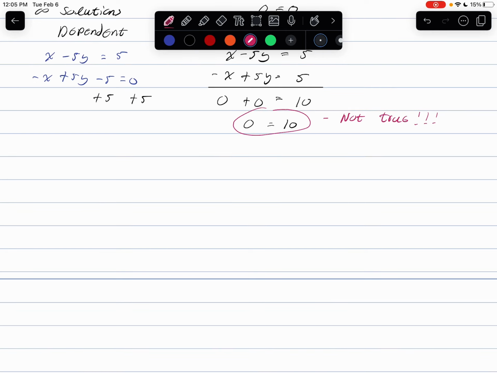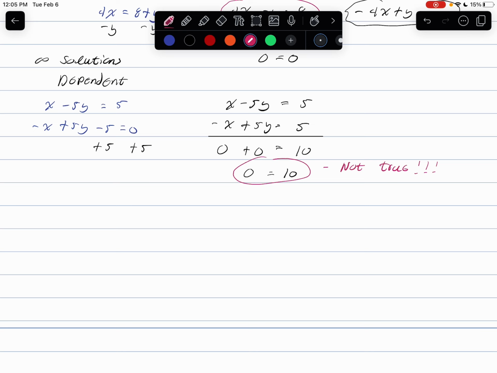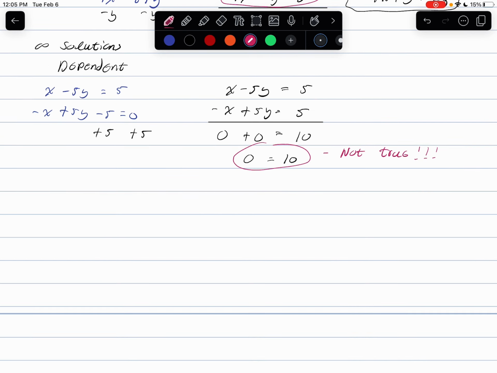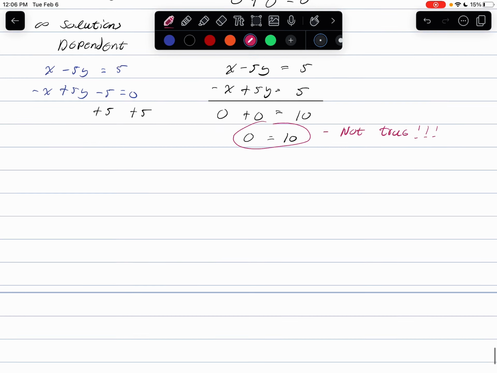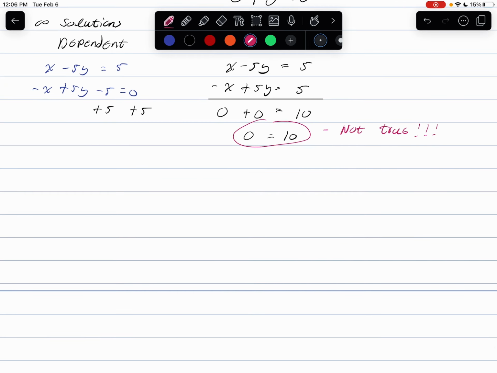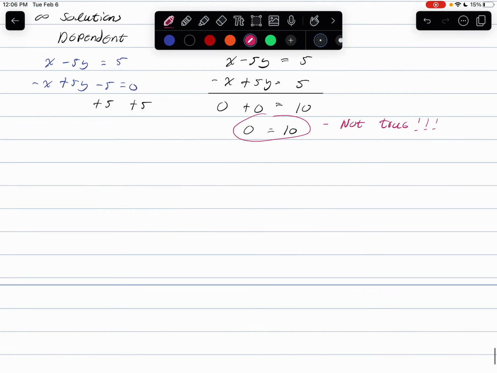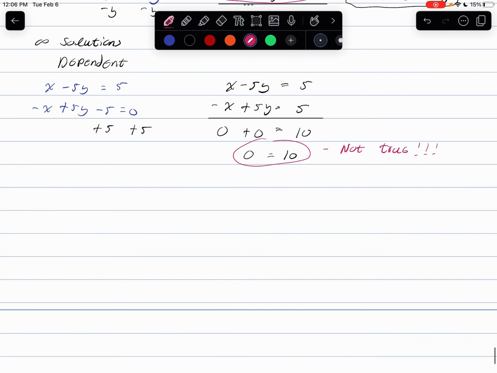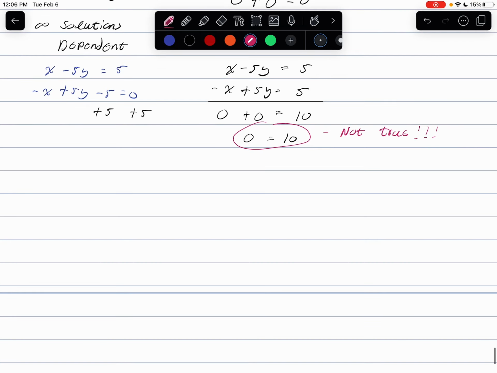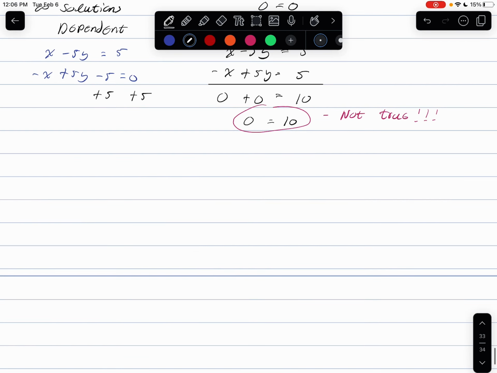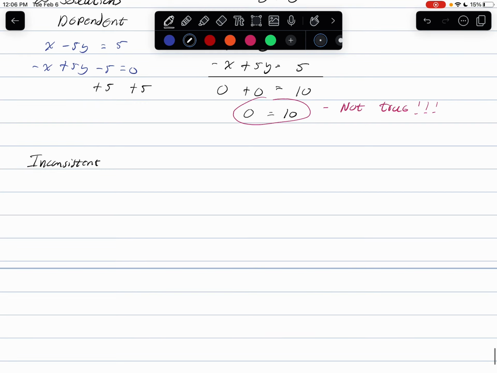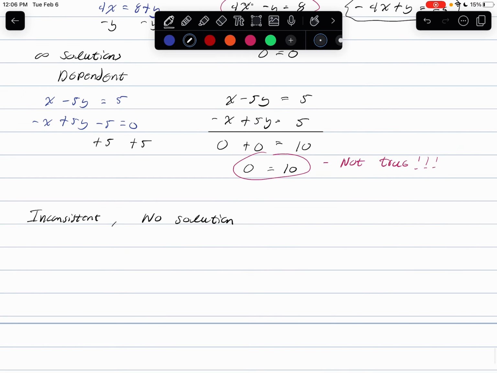What this means, if you end up with some kind of nonsense statement like 0 equals 10, we know that's not true. That would imply having no apples is the same as having 10 apples, and that is not true, right? So we would say that this is not a true statement. Therefore, we have that this is an inconsistent system. Okay, it's inconsistent, and there is no solution. So it's the opposite. So we would say that these two lines are parallel.